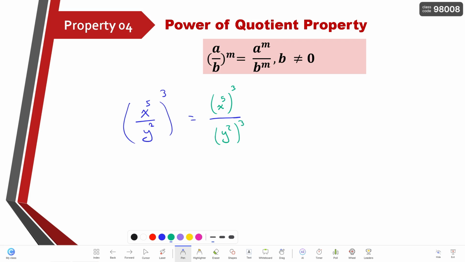After this, we can apply the property of power of power by multiplying 5 by 3. This would be x to the power of 15, and y would be raised to the power of 6.